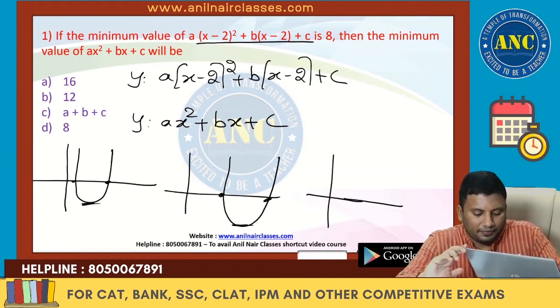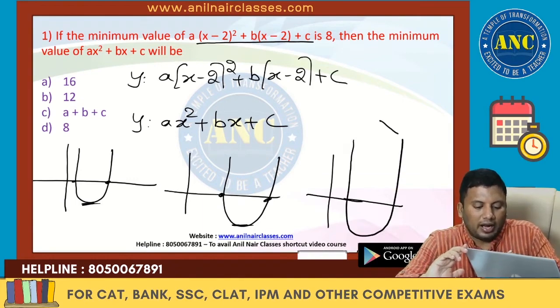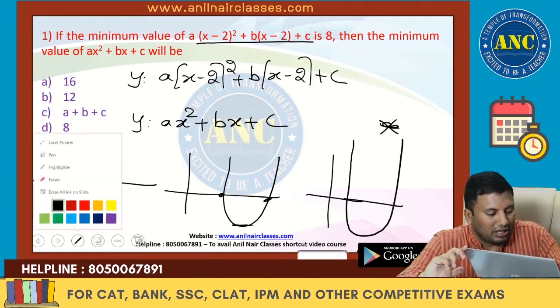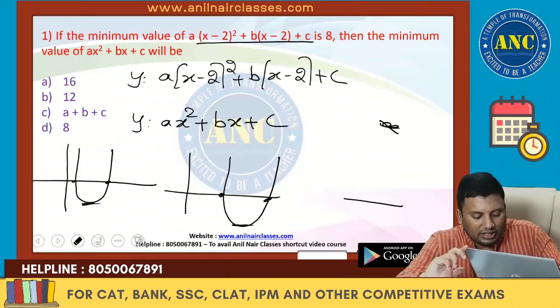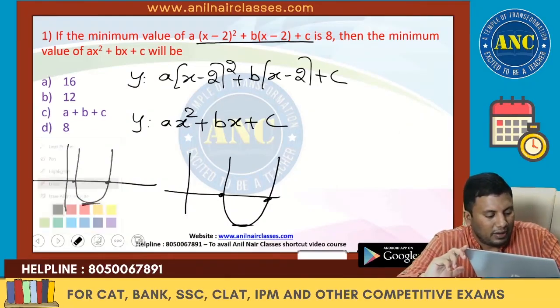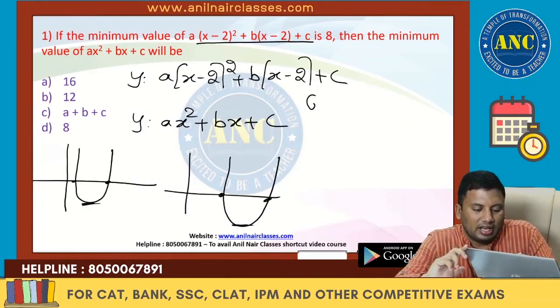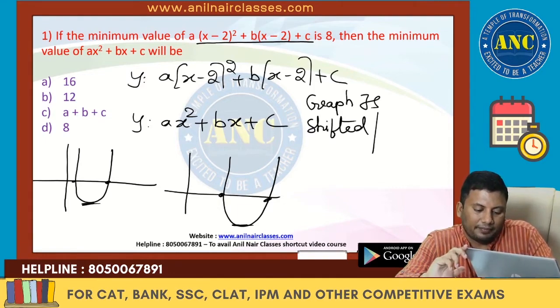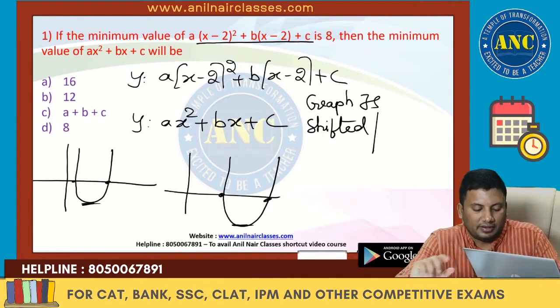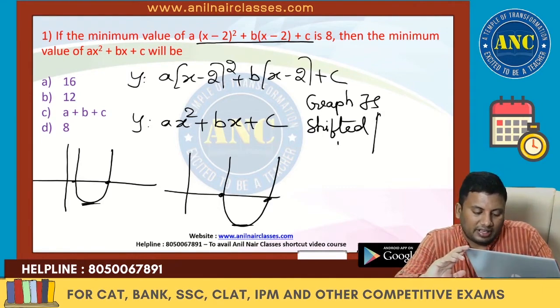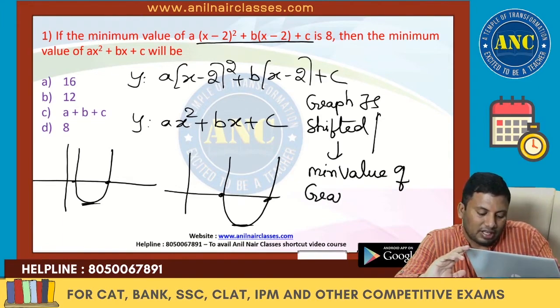Multiplication of the graph is something we will do a little later. Let me start with the relative things. Please write down these points. If the graph is shifted right, the minimum value of the graph does not change.